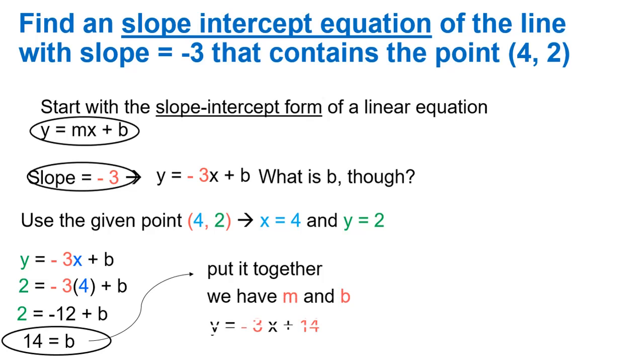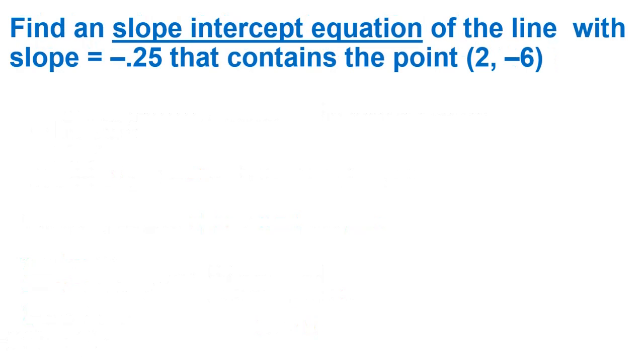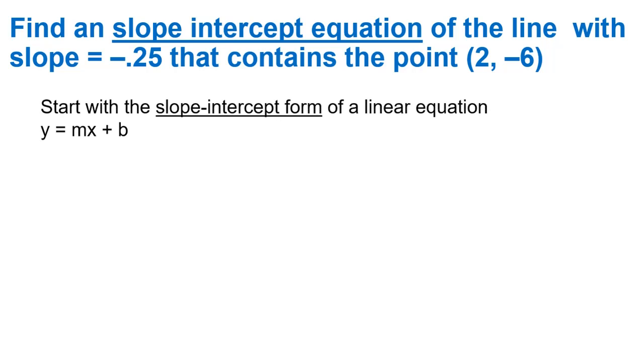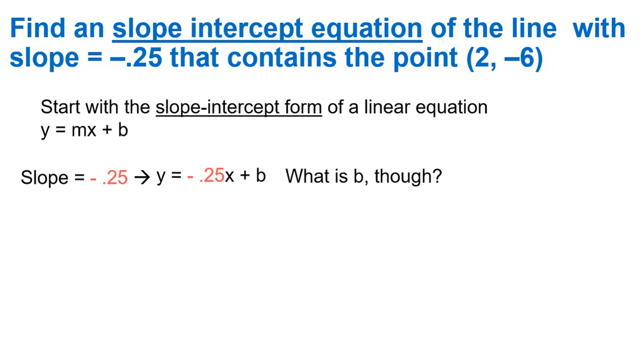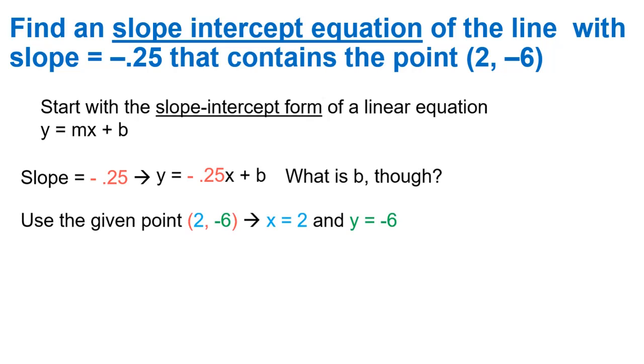Now let's try this one. I've got a slope of negative 0.25 and a point, 2, negative 6. Again, all I'm going to do is take the slope and substitute it in for m, and then I'm going to take my point and substitute that x and y in, and all I've got to do is solve for b. And once I know what my b is, well, then I'm going to rewrite my equation because I've got the slope and the y-intercept. I can put it in slope-intercept form.